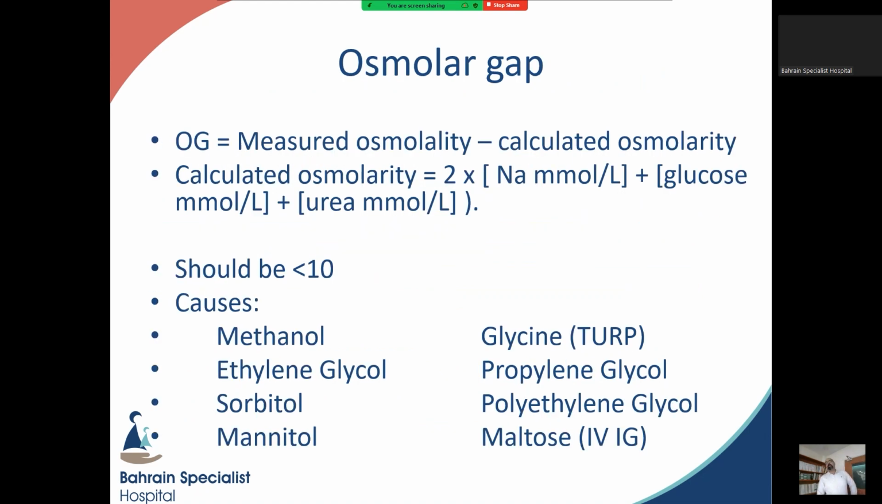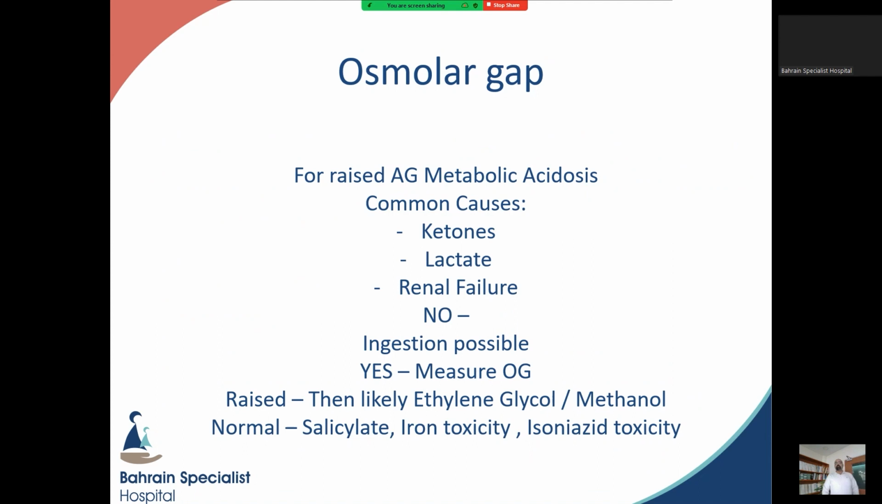Last thing to discuss, osmolar gap. Osmolar gap also in ABGs is important. When am I using the osmolar gap? When I have a raised anion gap, high anion gap metabolic acidosis, what are the common causes? As I mentioned now, the mnemonic, but here I will mention few: ketones, lactate, renal failure.